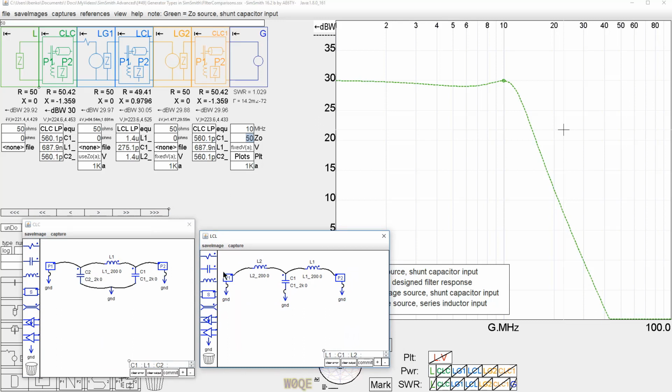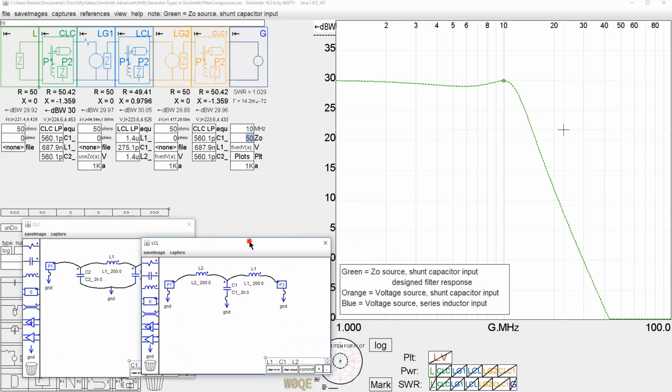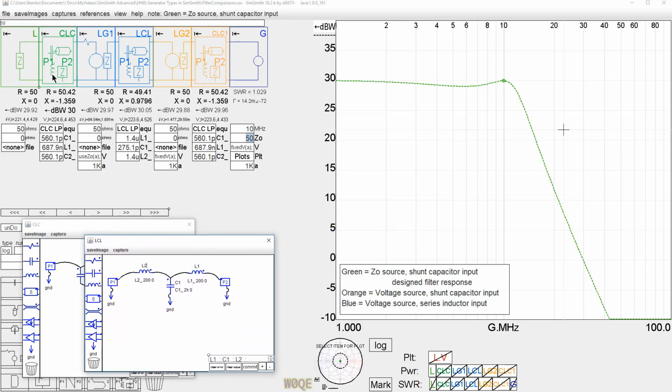So this is a low pass version of it. This is a high pass version of it. The high pass version of it should have the same characteristics as the other one does. Let's look at this one.